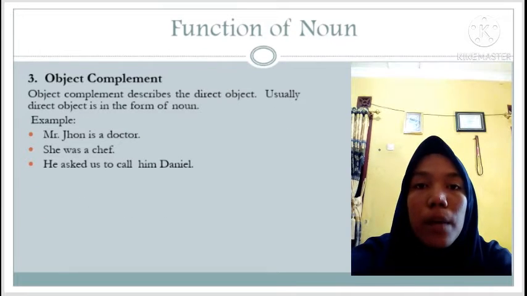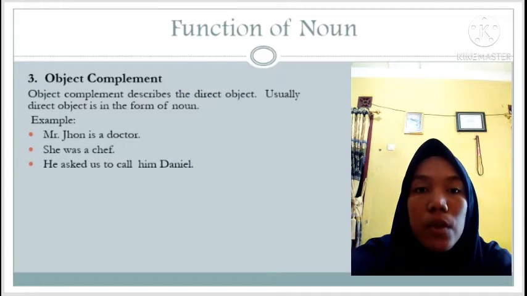Third, object complement. An object complement describes the direct object. Usually, the direct object is in the form of a noun. For example, the first: Mr. John is a doctor. The second: she was a chef. The third: he asked us to call him Daniel.